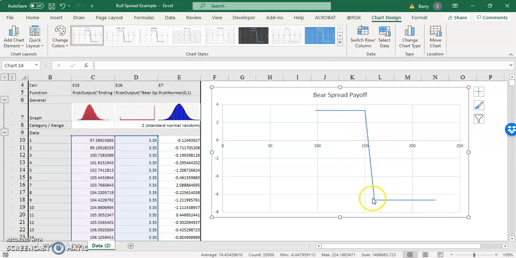Now, we can change the shape of this by using different options with different strike prices and change the shape of this bear spread payoff. We could potentially make it cheaper if we used an option that had a high strike price out here. So that is the bear spread stock option strategy.